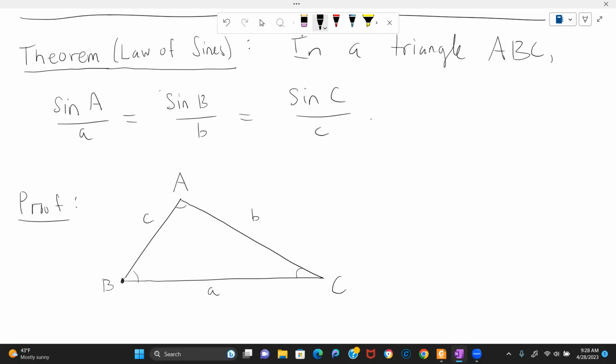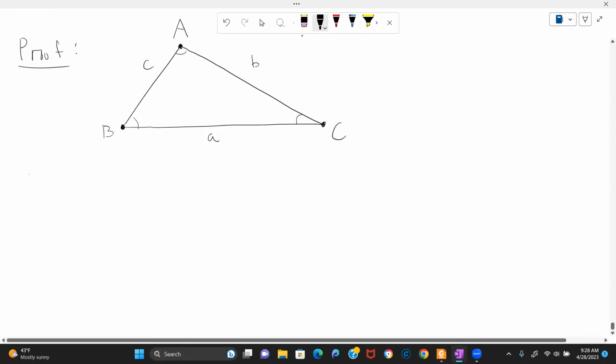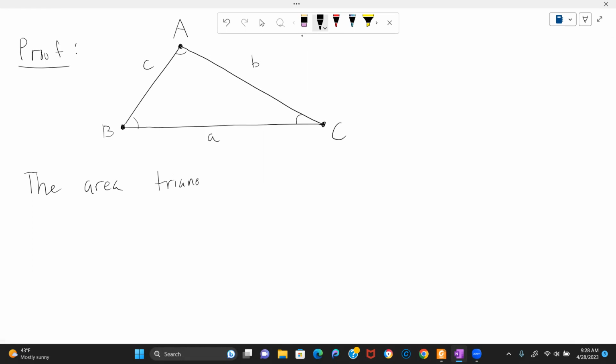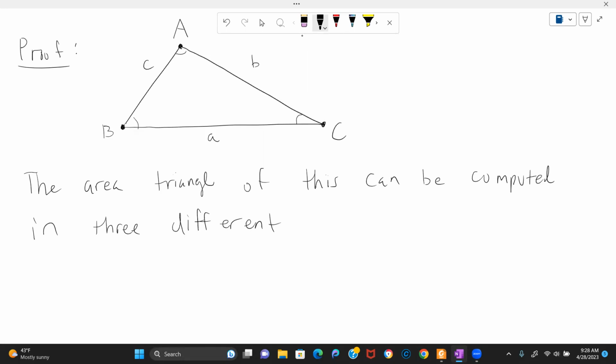So I'm going to calculate the area with respect to this angle, and then this angle. Or I'll start with A actually. So what we can say is that the area of this triangle can be computed in three different ways, but they are all equal.